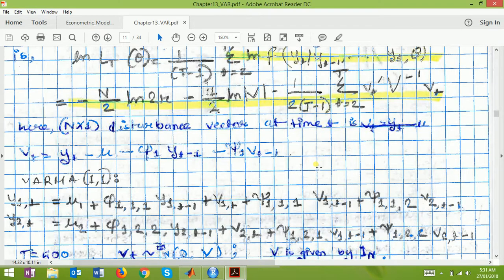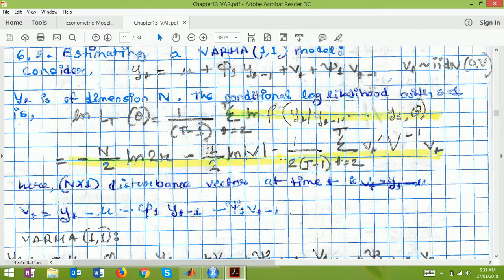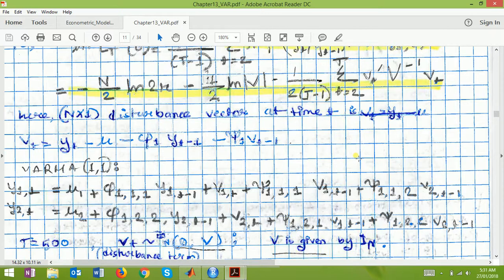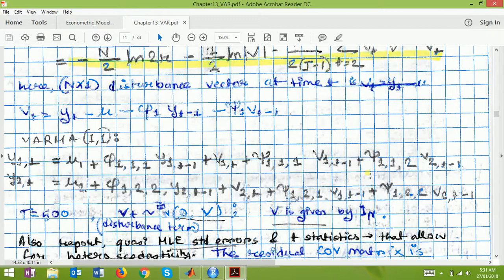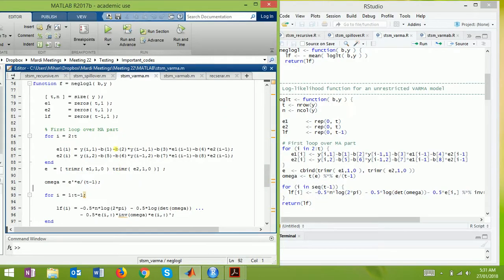If we look back to our theory, we see that in a VARMA(1,1) model, the log likelihood function starts from 2 to T, because 2 is s plus 1, and s equals the maximum of p and q, which is 1. So 1 plus 1 equals 2, and hence we are starting our loop from 2 to T for the moving average part.